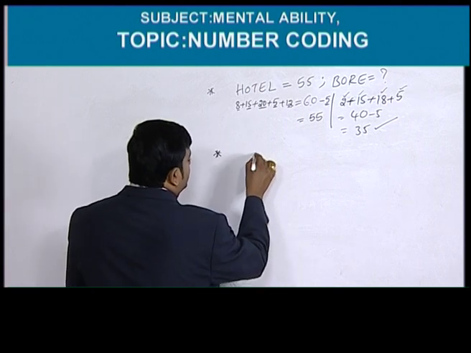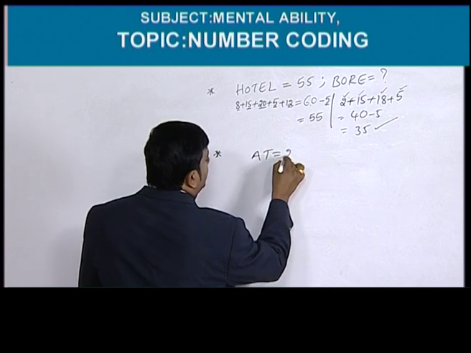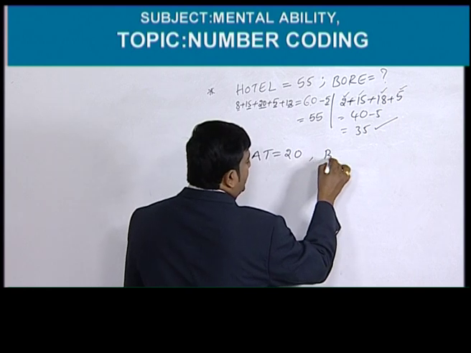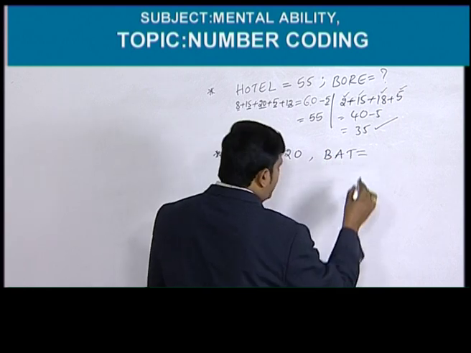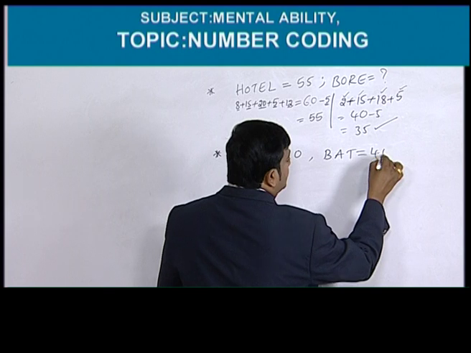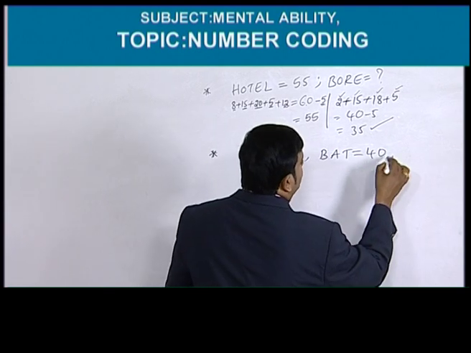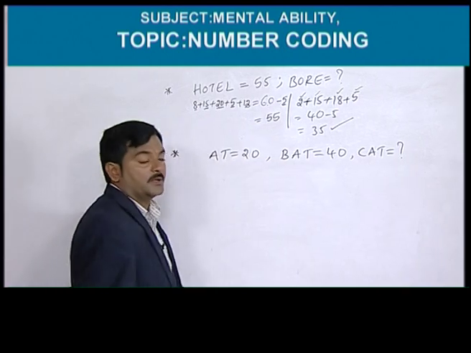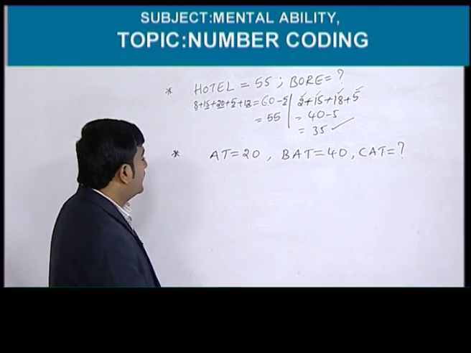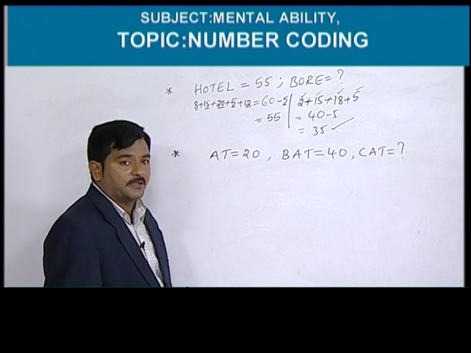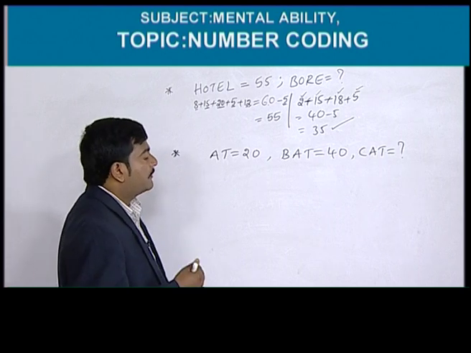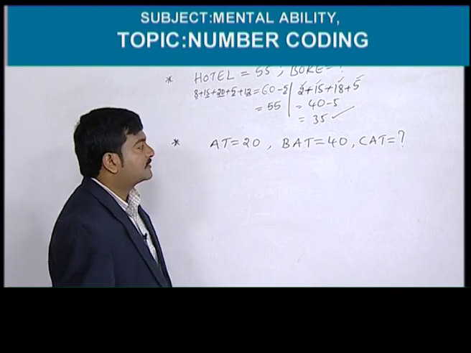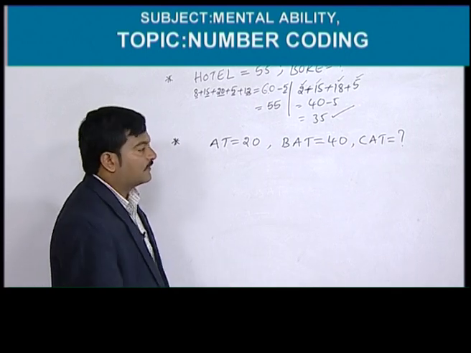Let's say in a certain code language, et is 20. In the same language, bat means 40. Then what is the code for the given word cat? I repeat the complete question once again. In a certain code language, et means 20, bat means 40. Then he asked to find the code for the given word cat.